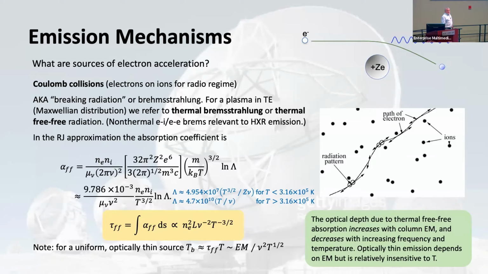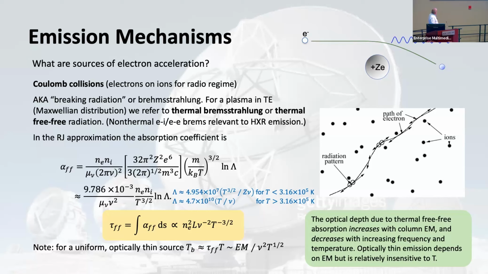You can have non-thermal Bremsstrahlung, and it's in fact relevant to hard X-ray emission, right? Non-thermal electrons whack into the chromosphere and emit Bremsstrahlung very inefficiently. Even electron-electron Bremsstrahlung for relativistic or mildly relativistic electrons can happen.